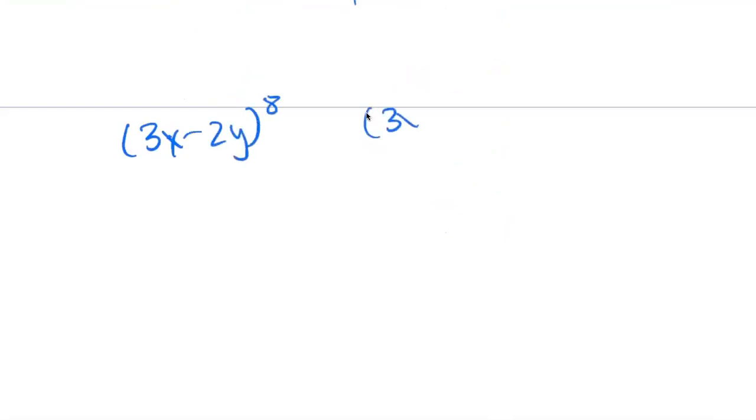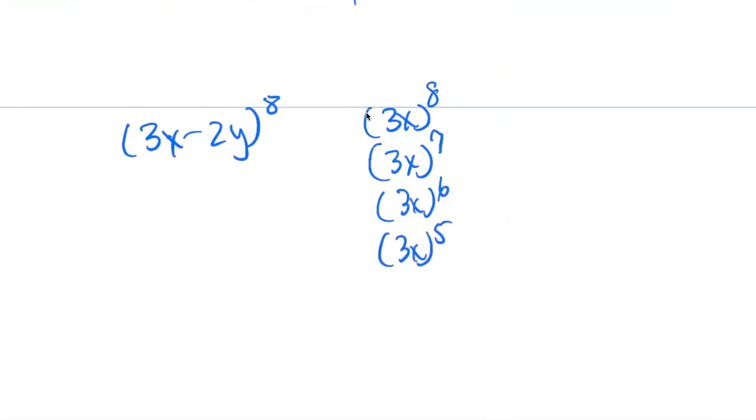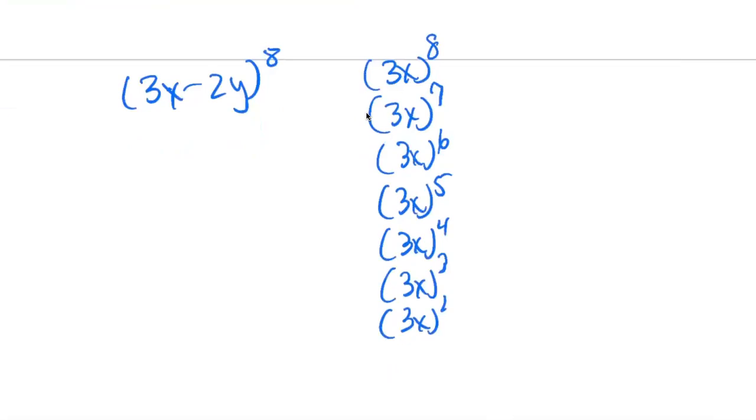I would start off with 3x to the 8th, 3x to the 7th, 3x to the 6th, 3x to the 5th, 3x to the 4th, 3x to the 3rd, 3x to the 2nd, 3x to the 1st, 3x to the 0. Should have 9 of them. 1, 2, 3, 4, 5, 6, 7, 8, 9.